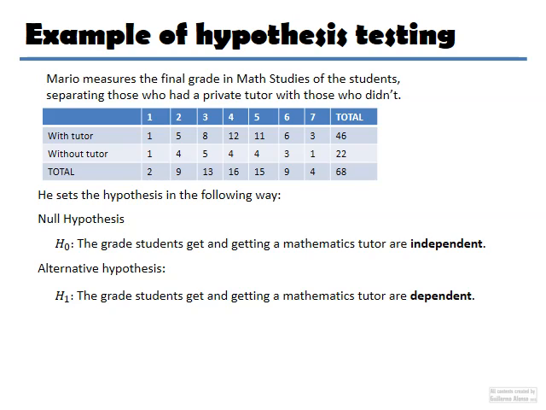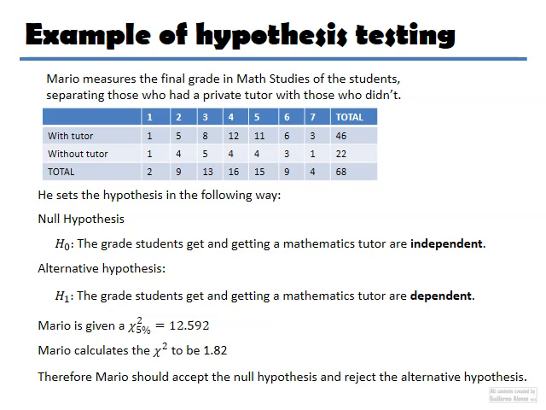Now I calculate my chi-squared value. They're giving me the critical value, which is 12.592. I calculate my chi-squared to be 1.82, as we did in the previous video. And since 1.82 is clearly much smaller than 12.592, we should accept the null hypothesis and reject the alternative hypothesis. Hence, I would say, as a conclusion, that the grades students get and getting a mathematics tutor are independent of each other. That's the example.